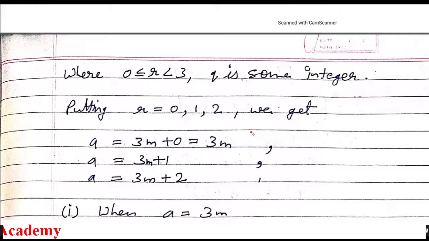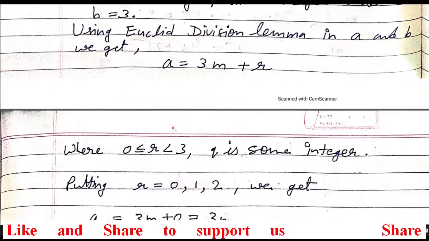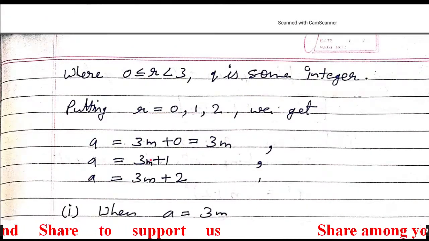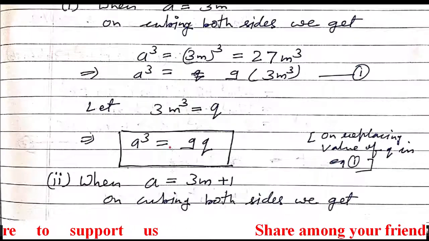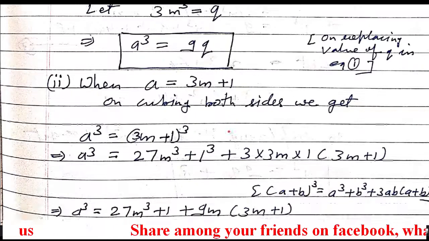So just see in the question, we have to bring 3 options: either 9q or 9q plus 1 or 9q plus 8. From the first we obtained 9q, now from the second we are going to obtain 9q plus 1, and from the third we are going to obtain 9q plus 8. So we'll start from the second option. The second option is what? 3m plus 1. So we'll write here a is equal to 3m plus 1, on cubing both the sides.